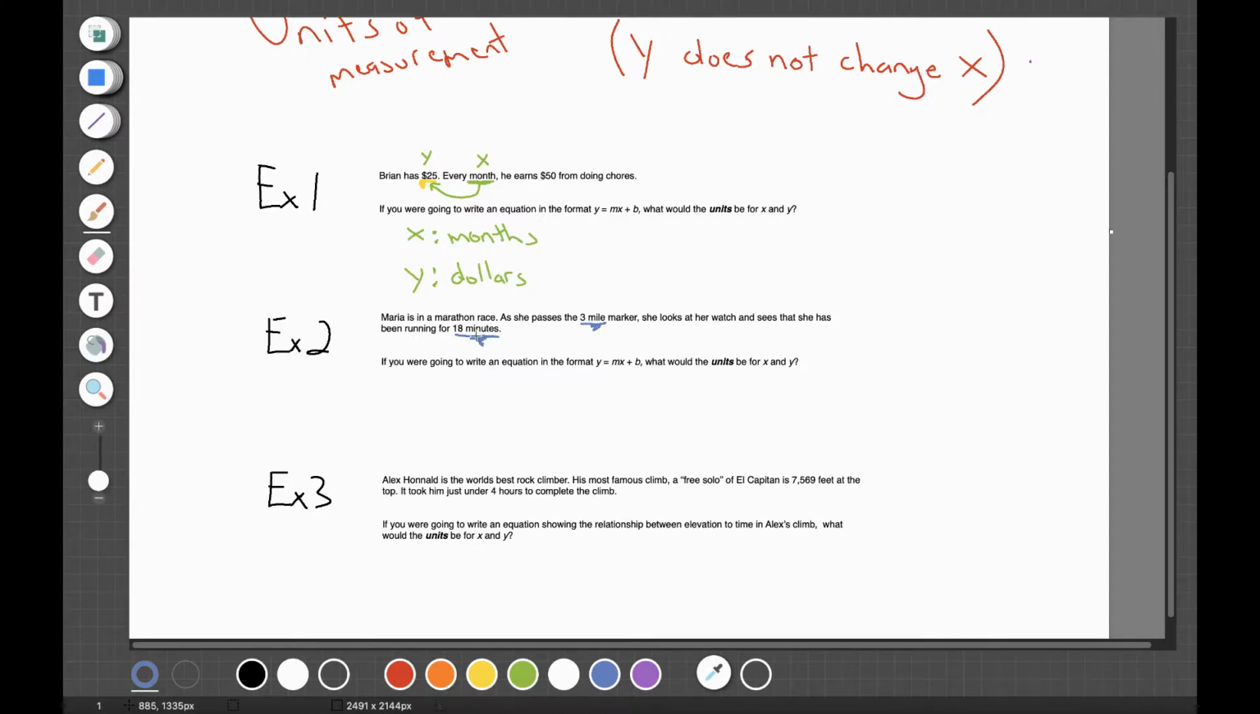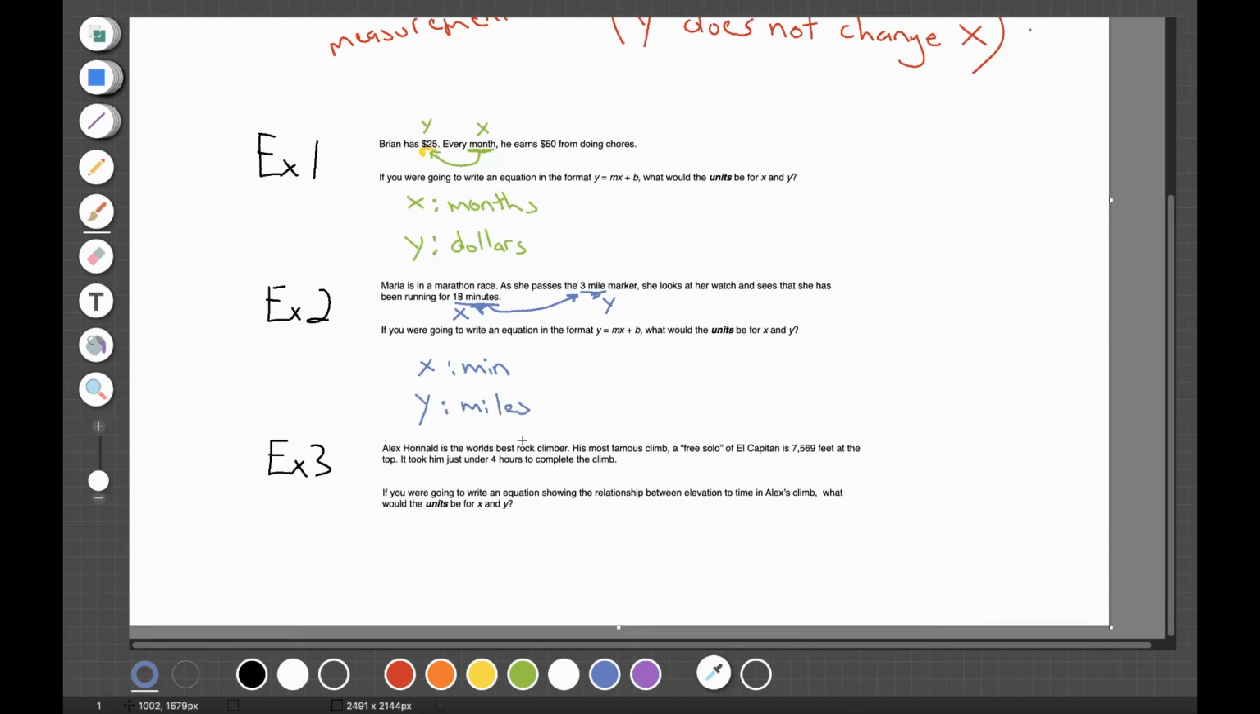Well, which one affects which? Do your miles change your minutes, or do your minutes change your miles? Well, yeah, if you're running, every minute is changing your miles. So that means that this is our x, minutes changing our miles. So my x is minutes, and my y is miles. Okay, let's try one more.